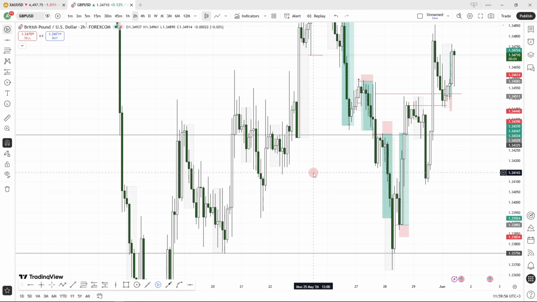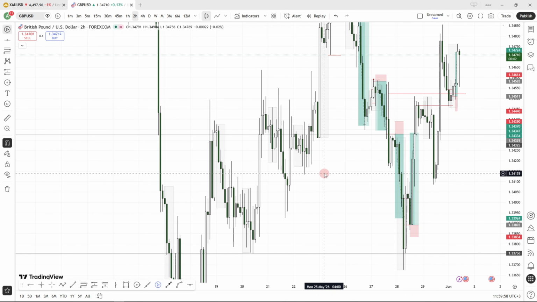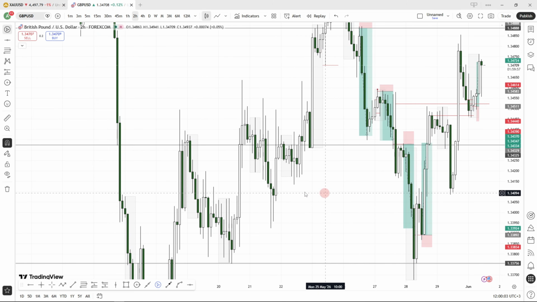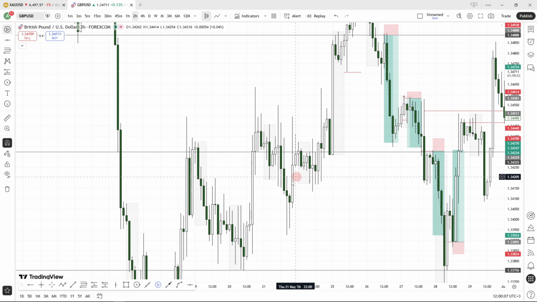So on this time frame, what did we see? We had another fair value gap. Where is our fair value gap? Right here. I think you can see the place that I have highlighted. This is our fair value gap. Where is our mitigation to that fair value gap? You can see this is the mitigation.